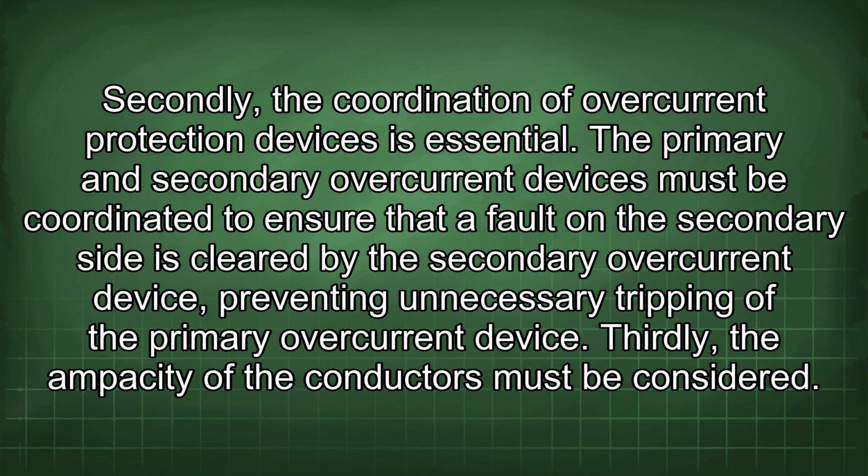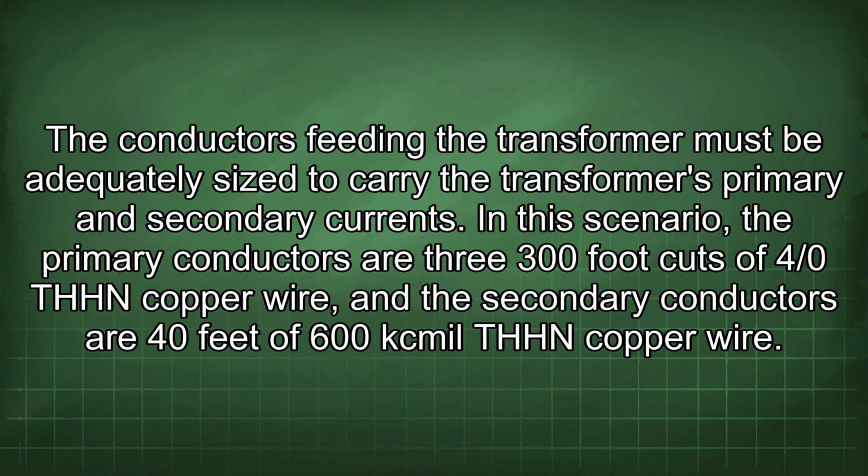The primary and secondary overcurrent devices must be coordinated to ensure that a fault on the secondary side is cleared by the secondary overcurrent device, preventing unnecessary tripping of the primary overcurrent device. Thirdly, the ampacity of the conductors must be considered. The conductors feeding the transformer must be adequately sized to carry the transformer's primary and secondary currents.